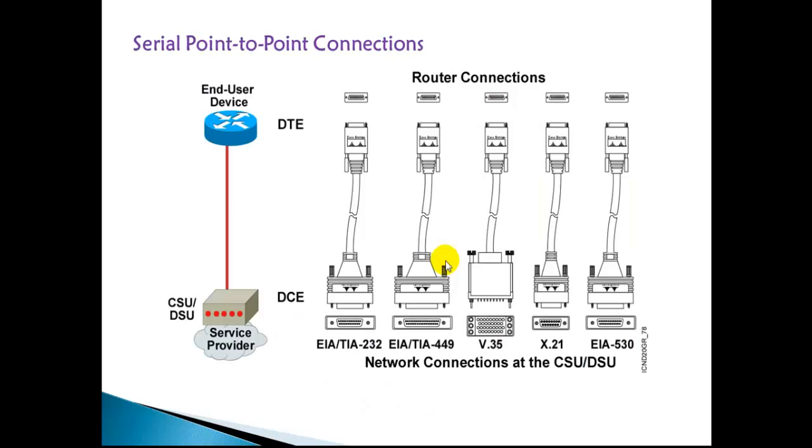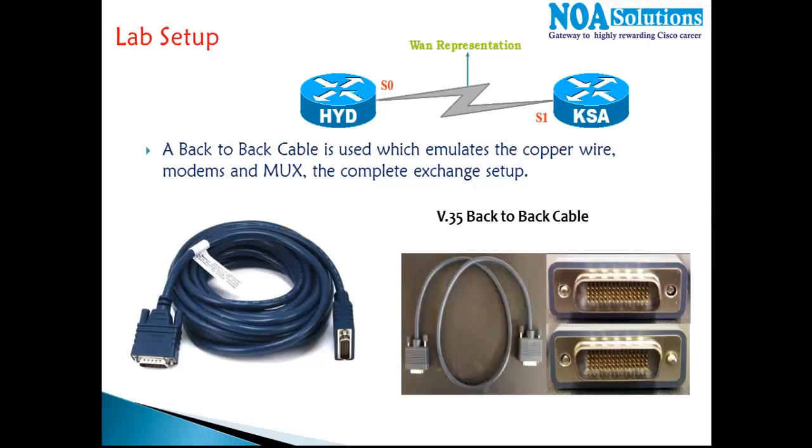So in our labs, what we are going to do is use one cable called a back-to-back cable. Now the back-to-back cable will be 60-pin on both sides, or it can be 26-pin also. So you'll find some back-to-back cables which can be used. What we are going to do is have two routers in the same location. So which means I have a router here in Hyderabad, and one more router here, and these two routers we are going to assume are in different locations, but practically they are in the same location.